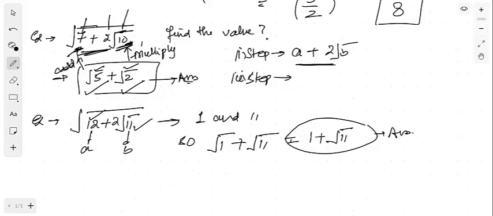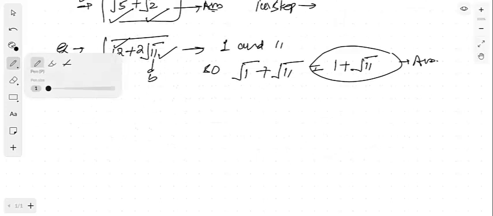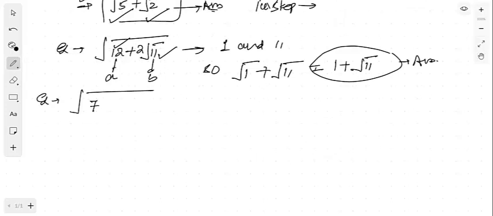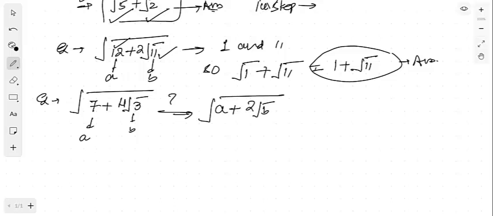Now let us take a few more examples which are a bit different from these simple ones. If you have in the question, let us say, under root 7 plus 4 root 3. Now as it is clear from the question, this is a, but here this is b, but it is not 2. So the first step is we have to convert this question into the form of a plus 2 root b under root. This under root must be there, a must be there, 2 must be there, under root b must be there.